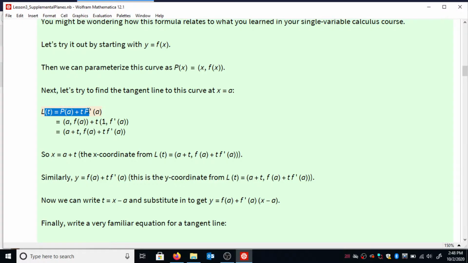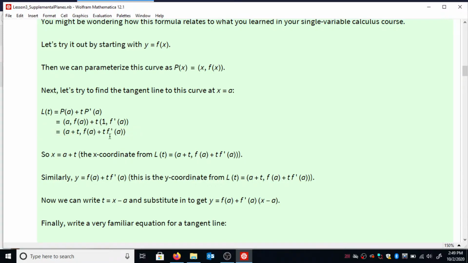So here's what we came up with in the previous part. L of t is equal to p of a plus t times p prime at a, starting point plus multiples of some slope vector. Well, p of a is a comma f of a, that's my point of tangency. And then p prime at a, well, I can compute this derivative here. The derivative of x with respect to x is 1, and the derivative of f with respect to x is f prime at x, and then we evaluated that at a, so f prime at a there. And then I have two ordered pairs being added together. I can just combine that all into one ordered pair. So I have a plus t, comma, f of a plus t times f prime at a.